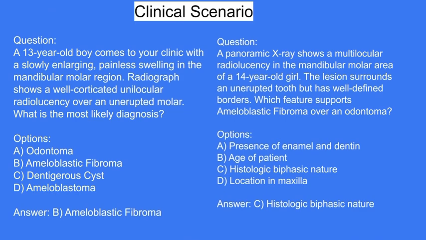So biphasic means epithelial plus mesenchymal pattern is the key diagnostic feature. Odontoma is more calcified and has fully formed dental tissues. Ameloblastic fibroma doesn't have fully formed dental tissues. Age and location are similar, so histology is crucial.